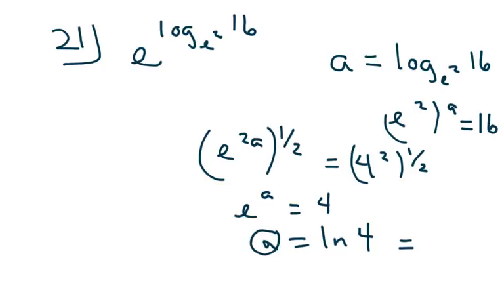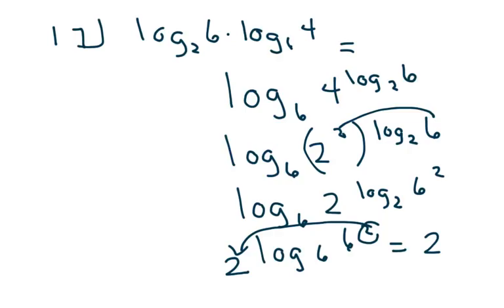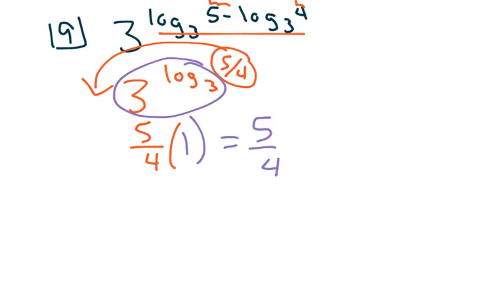Because a equals what? a equals ln of 4. So e to the log base e squared of 16 equals e to the ln of 4, which equals 4. So this whole thing equals 4. Okay? This 21 and this one right here, 17, we will definitely go over in class.